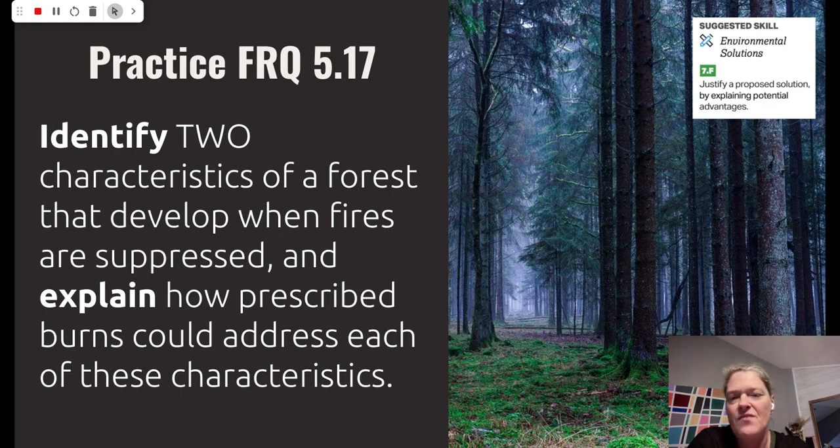So for this FRQ, for 5.17, you need to identify two characteristics of a forest that develop when fires are suppressed and explain how prescribed burns could address each of these characteristics.